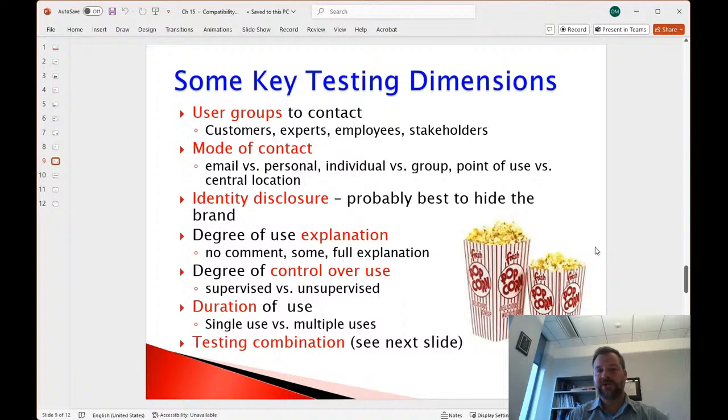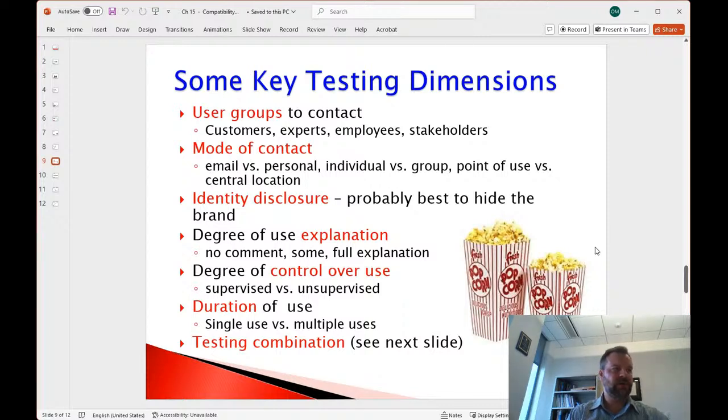Identity disclosure. Do you tell customers what the brand is? It's usually best to not tell them the brand, if at all possible, so that way it's not biasing them. Right? If you're telling customers you're testing out a Nike product, they might have preconceived notions of Nike that you need to sort of hide from them.